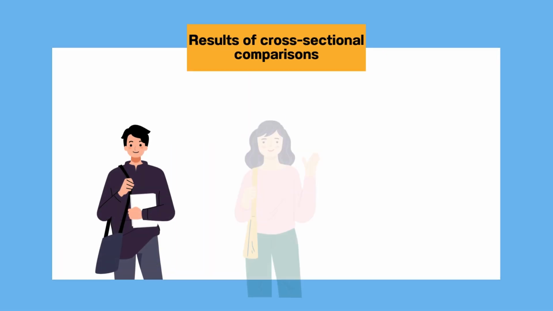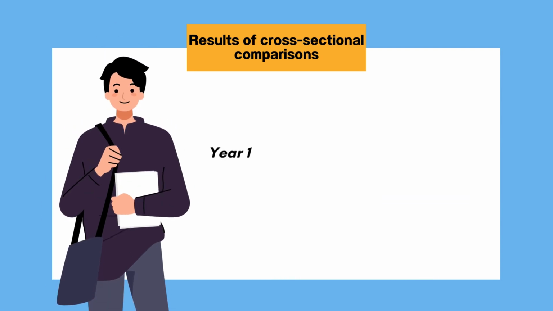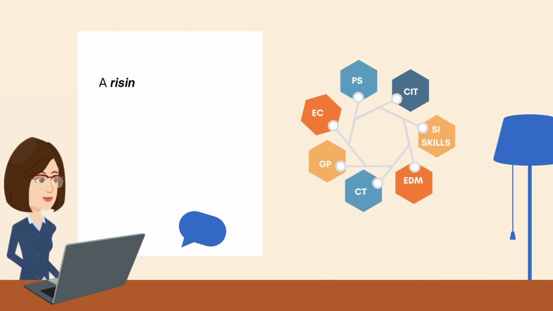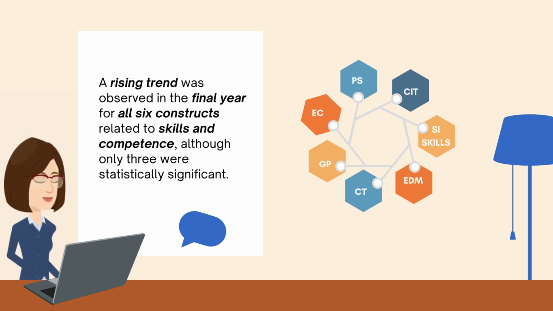Based on the data from cross-sectional comparisons, the researchers found that Year 1 students exhibited higher abilities across all 8 constructs compared to Years 2 and 3 students. Notably, a rising trend was observed in the final year for all 6 constructs related to skills and competence, although only 3 were statistically significant.